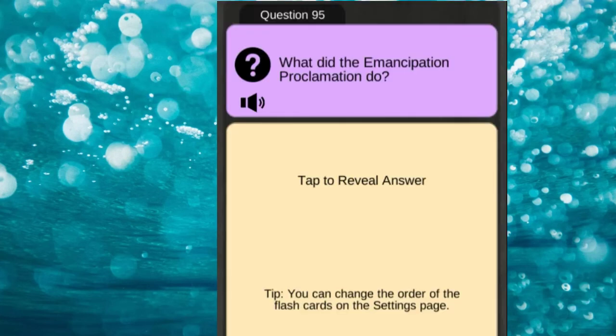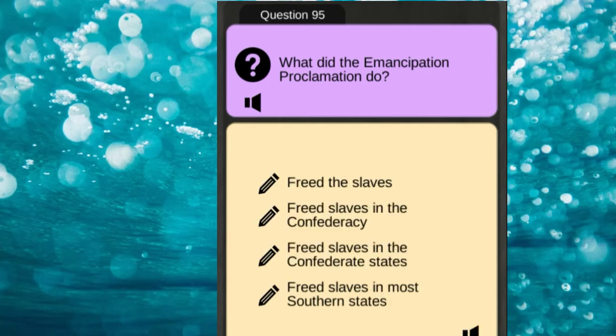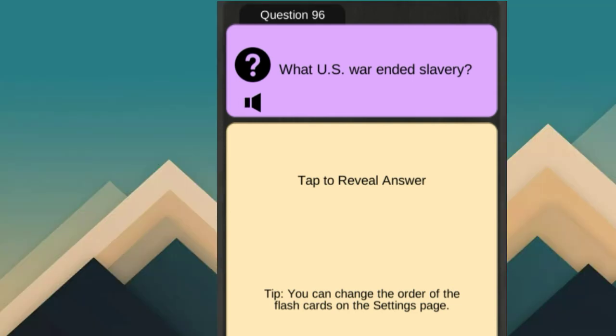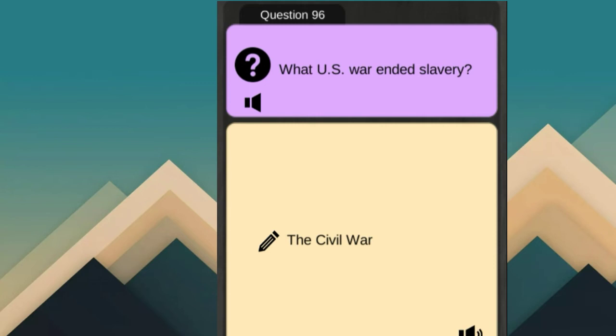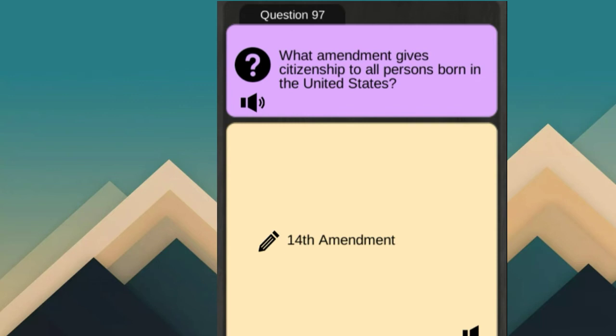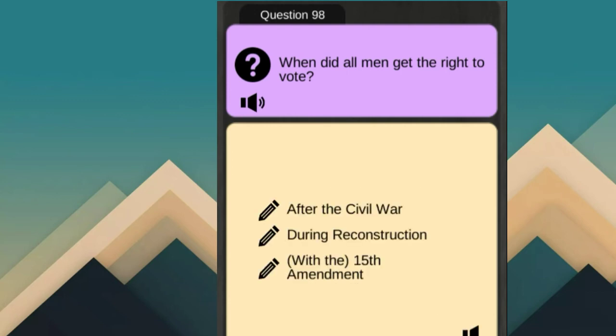What did the Emancipation Proclamation do? Freed the slaves. Freed slaves in the Confederacy. Freed slaves in the Confederate States. Freed slaves in most southern states. What U.S. war ended slavery? The Civil War. What amendment gives citizenship to all persons born in the United States? 14th Amendment. When did all men get the right to vote? After the Civil War. During Reconstruction. With the 15th Amendment.